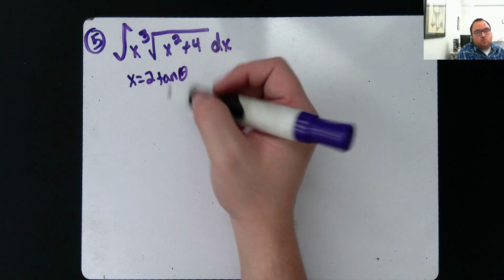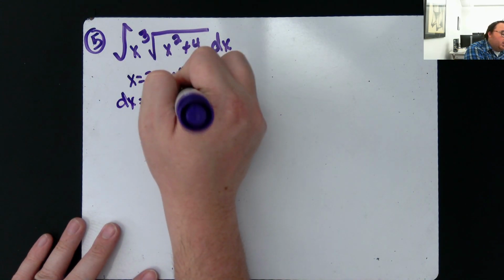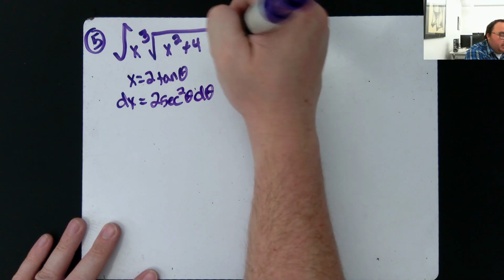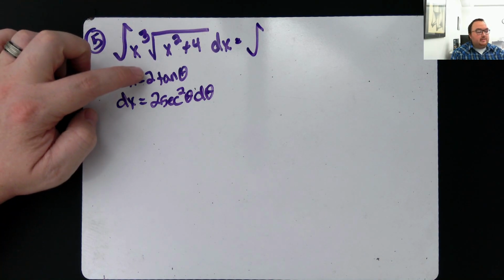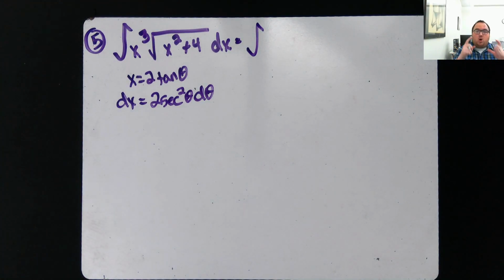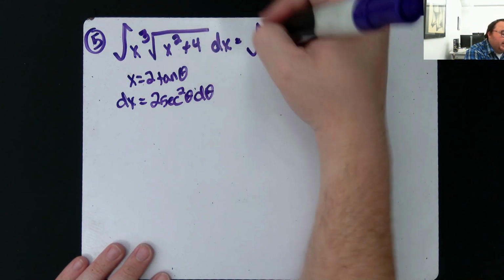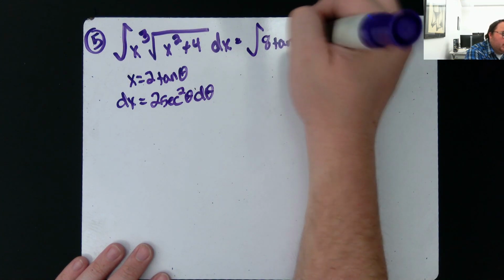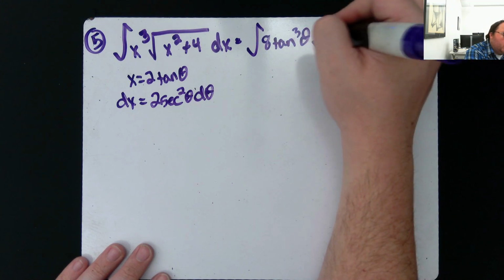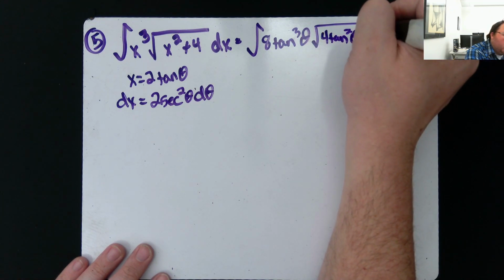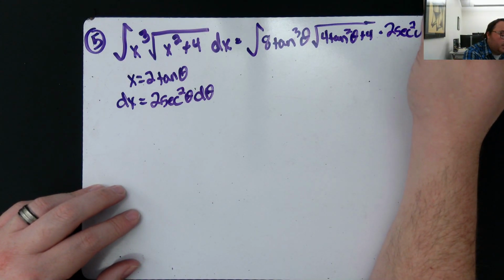So it's 2 squared, so 2. So the derivative of 2 tangent is 2 secant squared. So let's plug everything in. Integral. X cubed means I want to do 2 tangent, that whole quantity cubed. 2 cubed is 8, and then tangent cubed, d theta. Square root of x squared, 2 squared is 4, so 4 tangent squared theta plus 4, and then dx we just said was 2 secant squared.